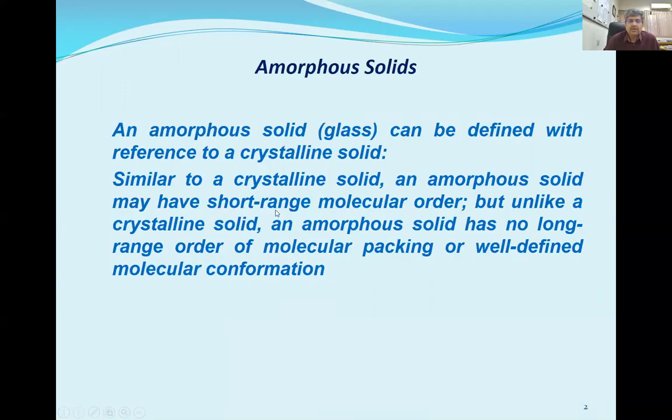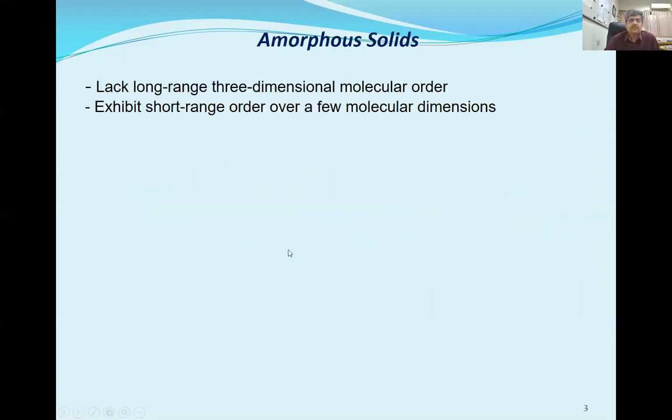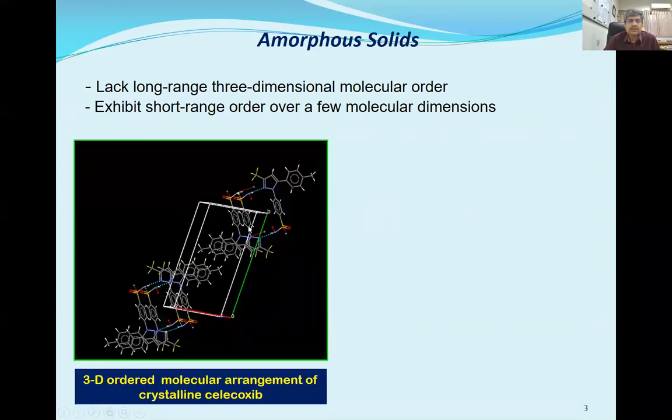A long range order, if you remember, is characteristic of the crystalline form, and that is what is responsible for the intermolecular arrangement of the molecules in a repetitive three-dimensional order. So the amorphous solids lack long range three-dimensional molecular order. They will only exhibit a short range order over a few molecular dimensions.